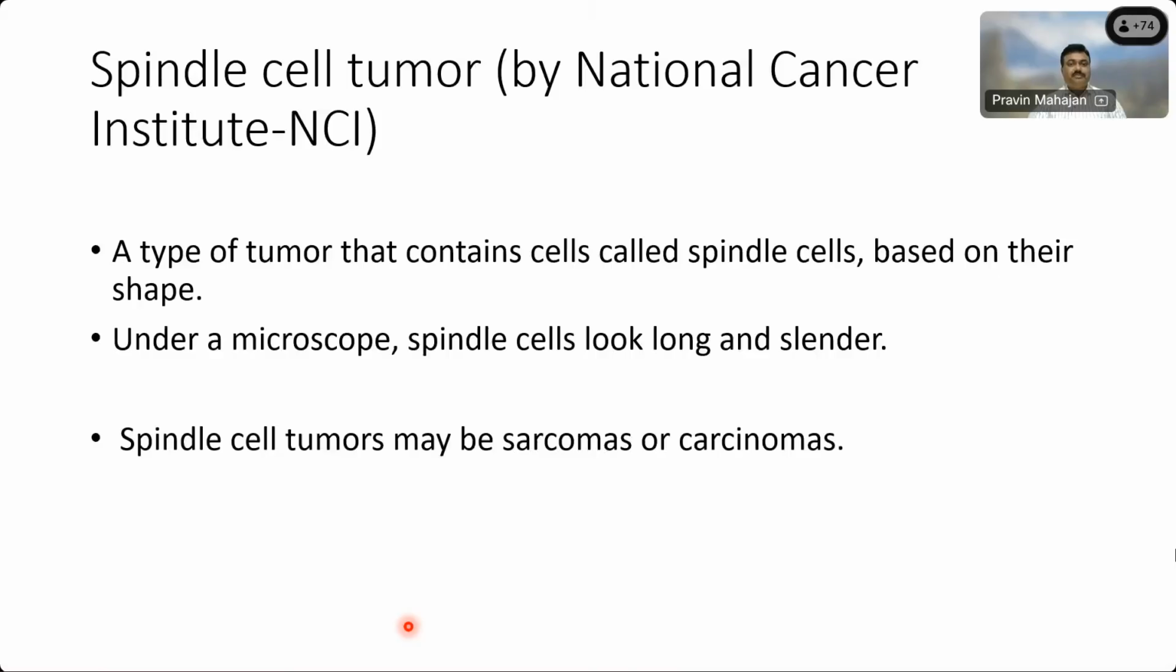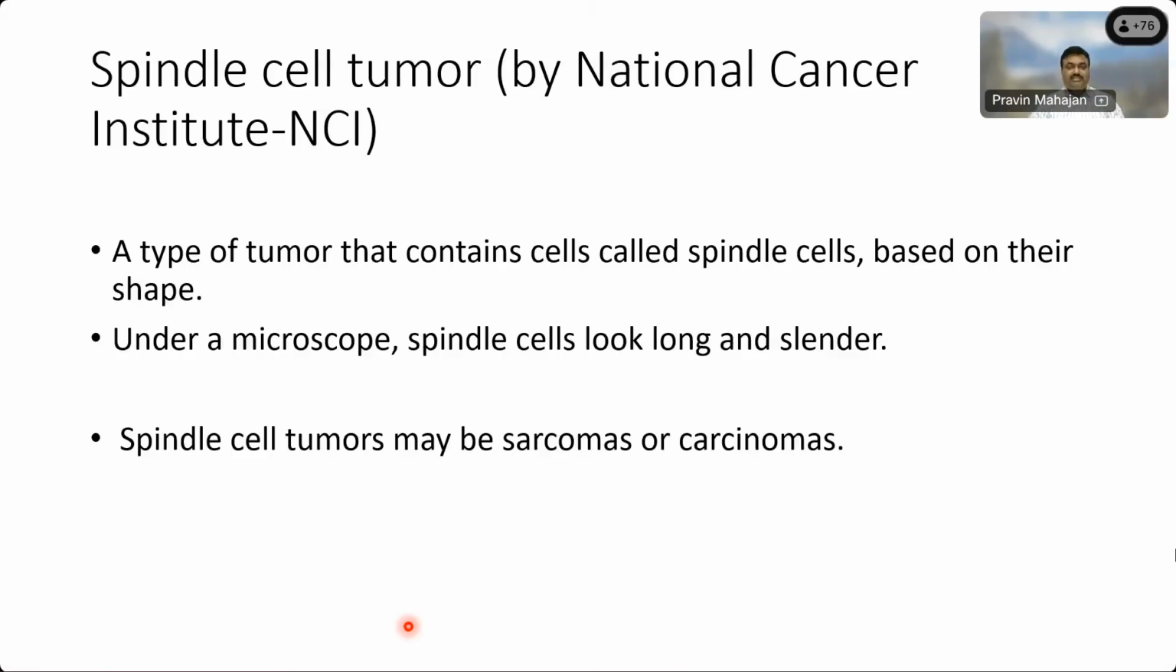Okay. And then there is another definition. If you just search what defines spindle cell tumor, the National Cancer Institute has a site on which a definition is given. It says a type of tumor that contains cells called spindle cells based on their shape. And we know now what shape we are talking about, right? We have seen the different definitions from different sites. And under a microscope, spindle cells look long and slender. It also says that spindle cell tumors may be sarcomas or carcinomas.